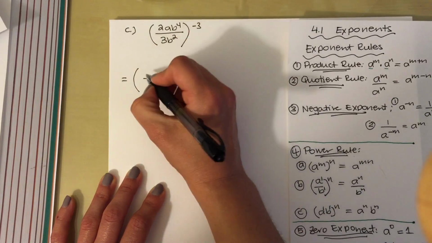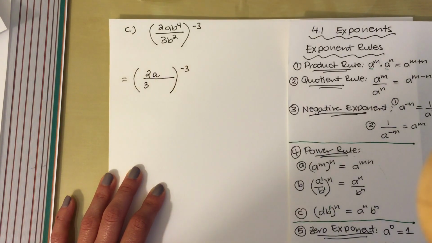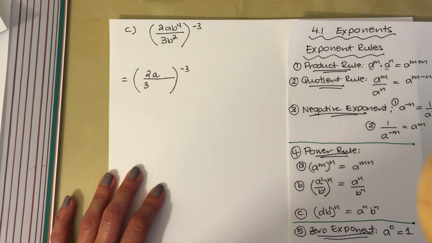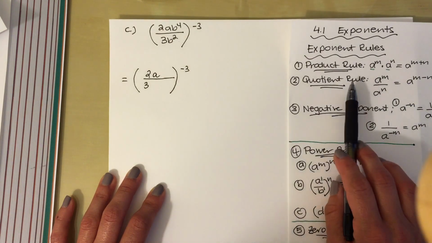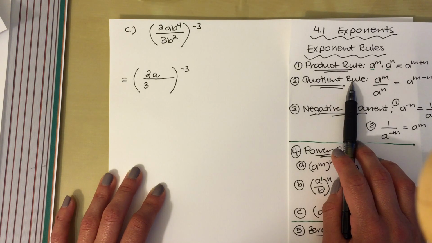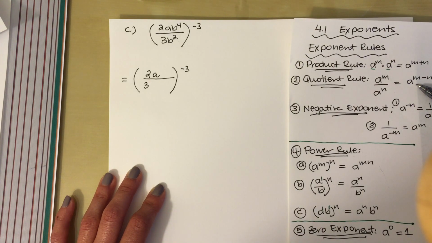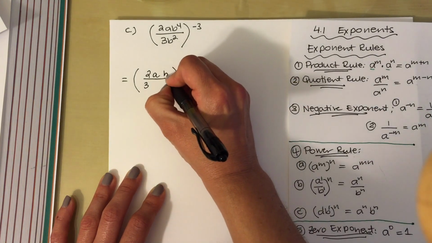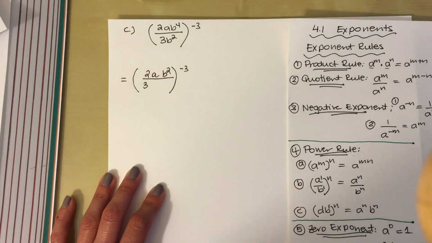Okay, so I'm going to recopy 2 and recopy 3, recopy A. The only thing we could simplify is the part that has the same base. B to the 4th, B squared. You are going to use the quotient rule and subtract your exponents. And the answer you get goes in the numerator. So it's going to be B in the numerator. 4 minus 2 is 2.